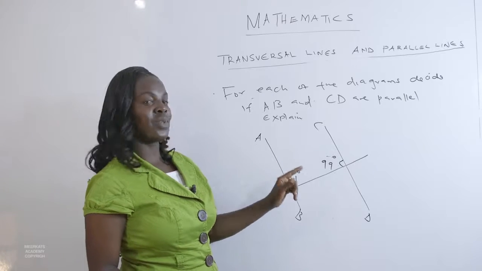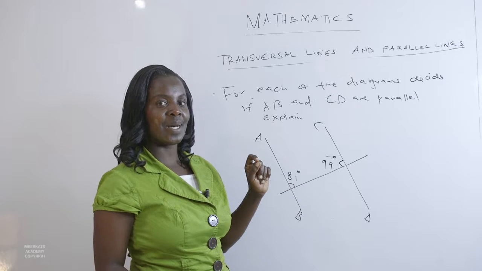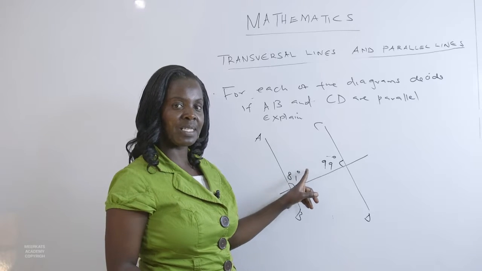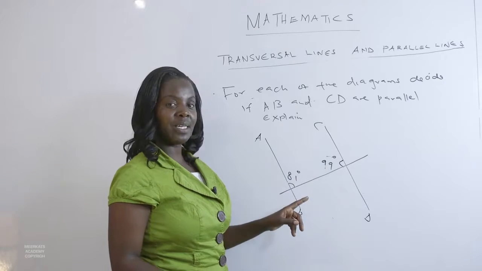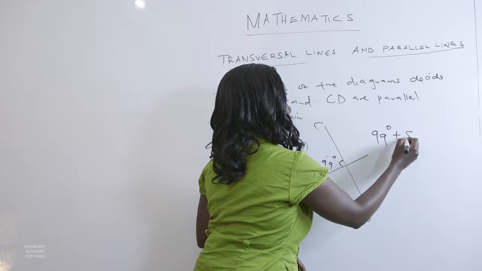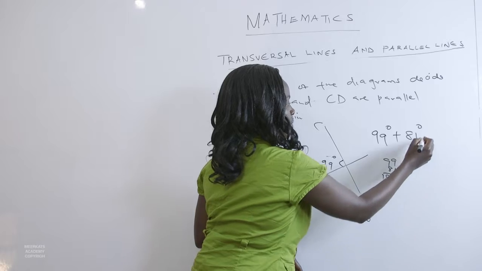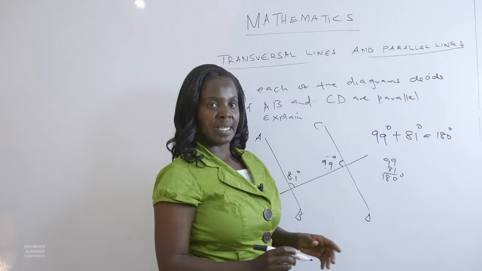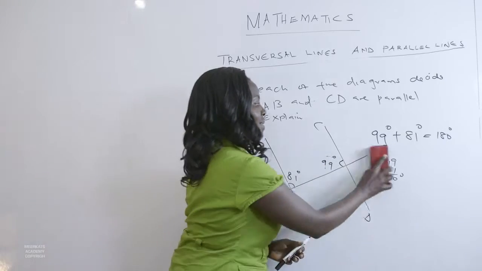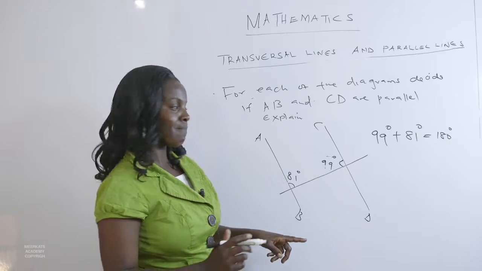Co-interior angles. What did we say about co-interior angles? We said co-interior angles are supplementary. In other words, they add up to 180 degrees. So we expect that if these are co-interior angles, then their sum should be equal to 180. So when you add 99 plus 81, it gives us 180 degrees. So what then? What does that mean? It means that these two angles are co-interior.